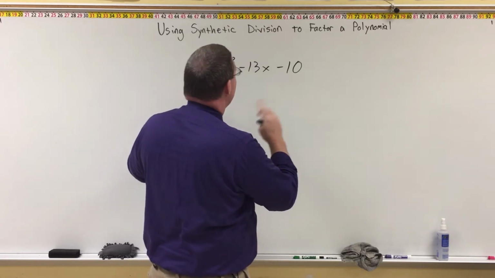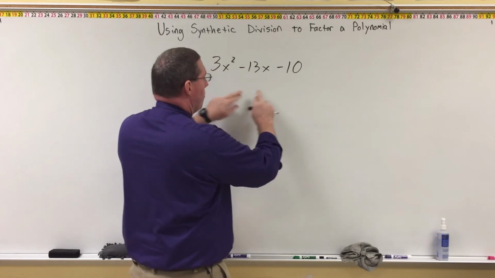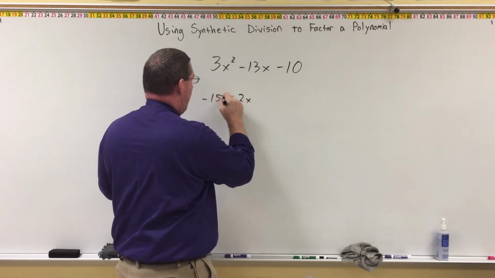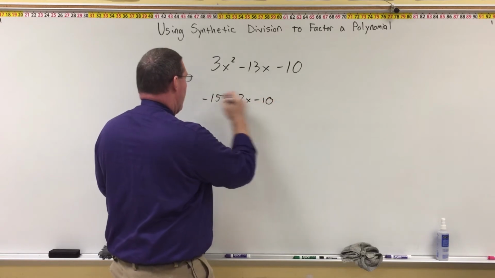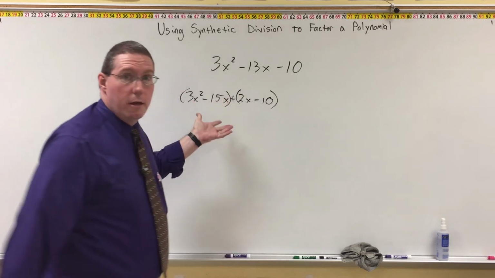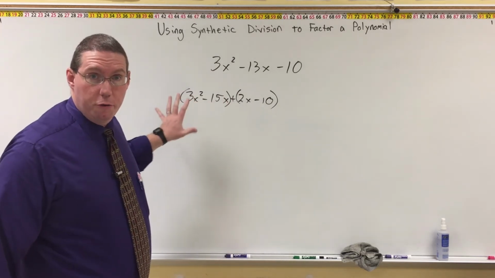which in this case would be negative 15 and 2, and you would break them apart. So you'd have 3x squared plus 2x and negative 15x, minus 10, right? Then you would group, and you could factor and then find your two factors.